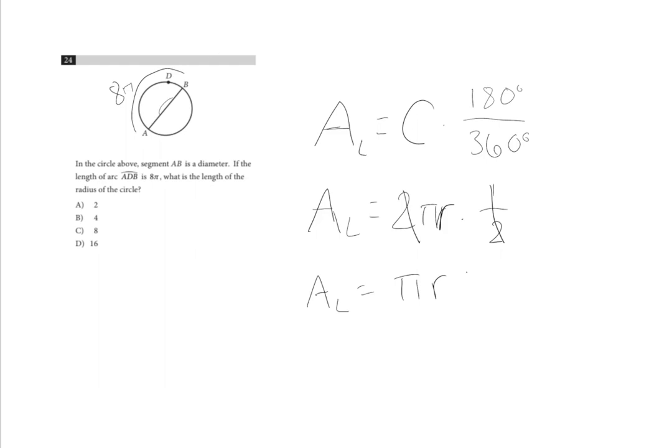And they gave us our arc length. This arc length is 8 pi. And then of course, we can cancel out the pi, and we get that our radius is 8, which is answer C.